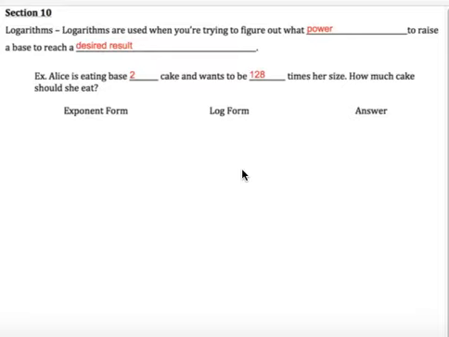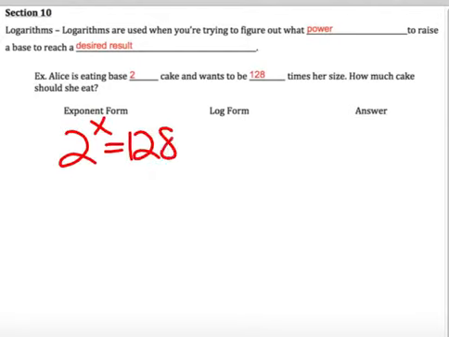For example, Alice is eating base 2 cake and wants to be 128 times her size. How much cake should she eat? So you're going to go to your pink exponent sheet and look at base 2. That means we are on the row for base 2. You scan across until you get to 128. In exponential form, it says 2 to the what is 128.